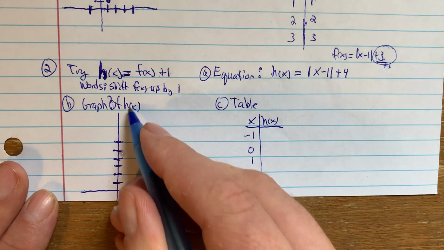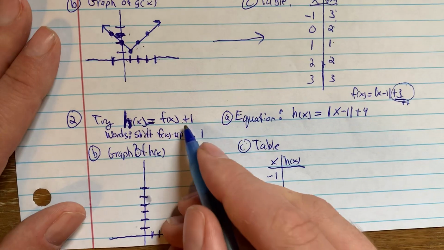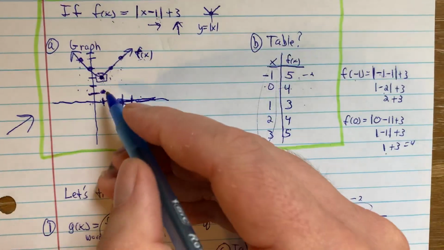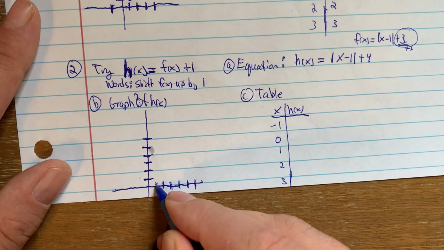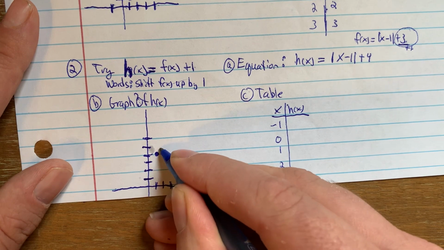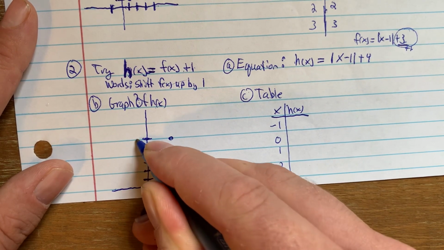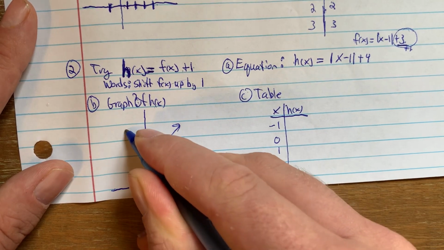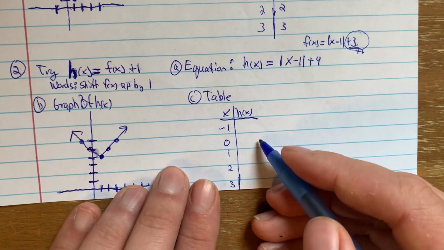How about the graph of f of x? We have this graph of f of x, and now we shift it up by 1. What's the new graph going to be? Instead of having a vertex at 1, 3, the new vertex is going to be at 1, 4. And it's still an absolute value function, so I'm going to make my absolute value graph by going up by 1 and over by 1 in both directions. There's my new graph. Pretty easy transformation.